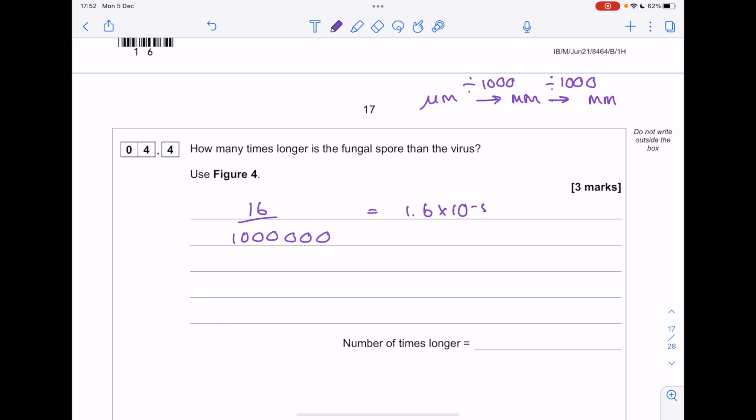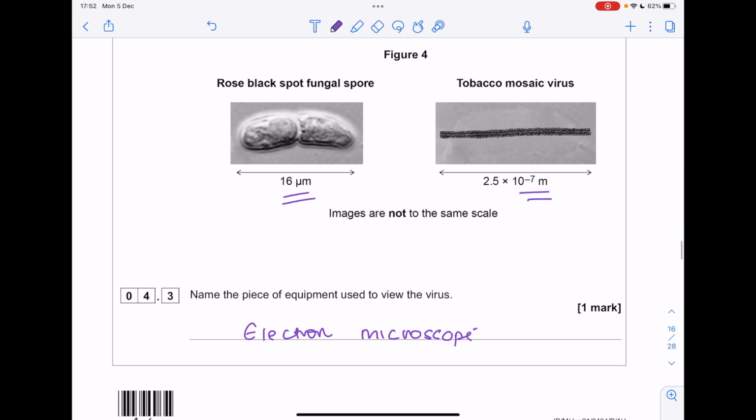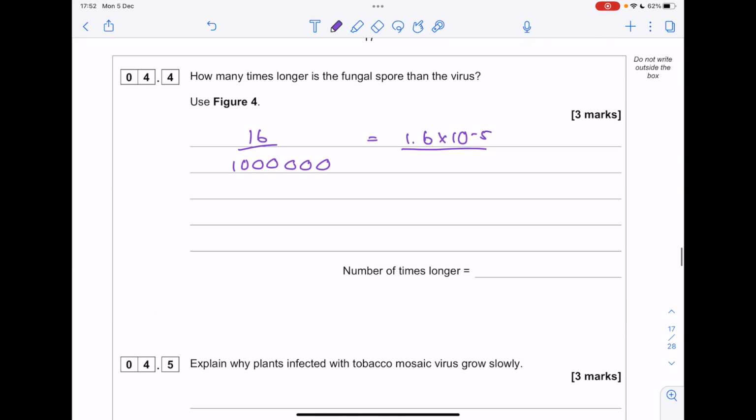And then because you're comparing the length of the fungal spore with the virus, you have to identify which of these numbers is smallest. The virus length will be smaller. So we do this. And so actually that fungal spore is 64 times longer.